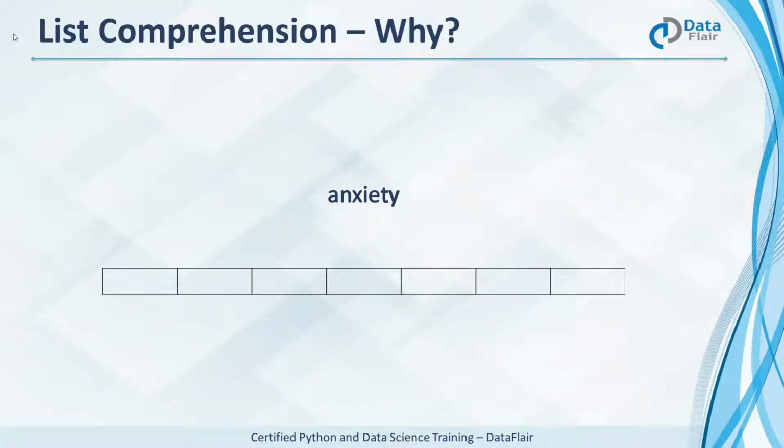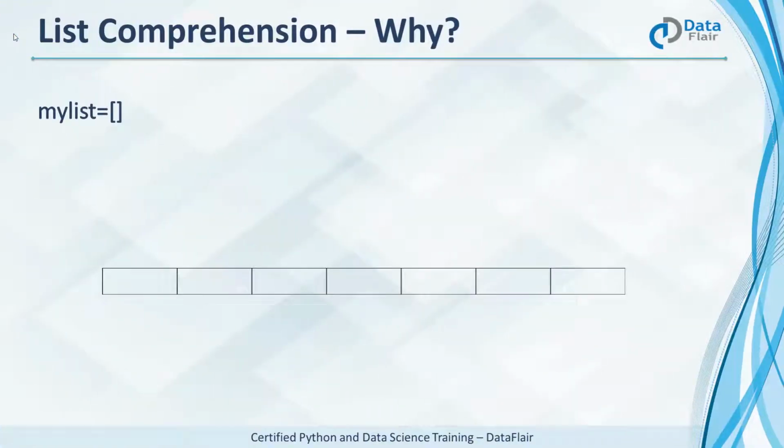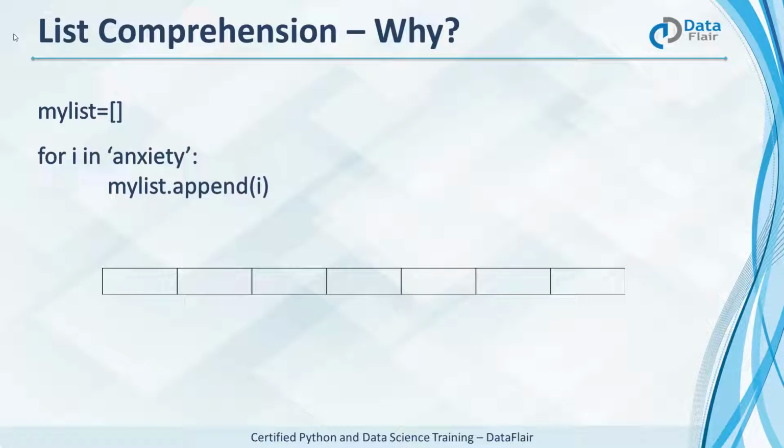Suppose you have the string "anxiety" and you want to put each letter into a list. Take an empty list. Now for each letter in the word anxiety, we append it to this list. This is one way to do it, but we can do it better.